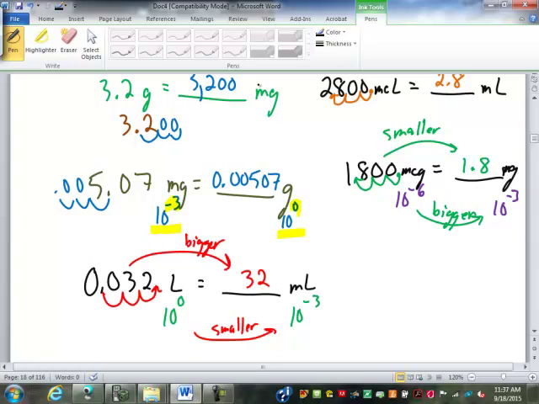Okay. Personally, I prefer to use the chart. That's the way I was always taught. And I have the chart memorized, so it makes it easier for me. The book tends to focus more on the powers of 10 as its conversion.